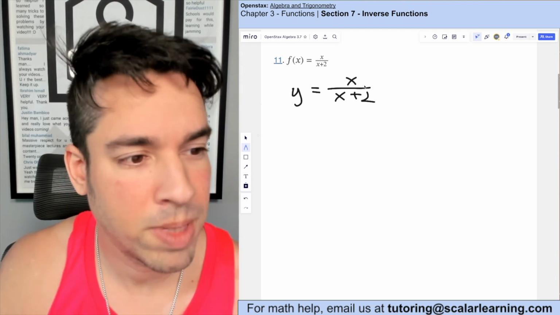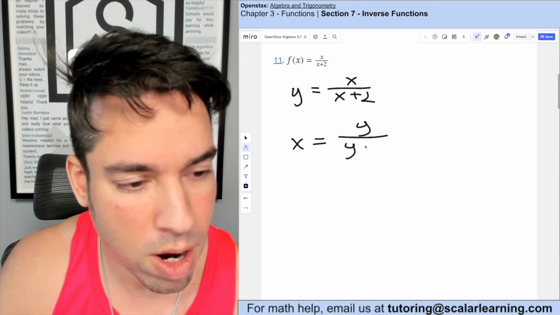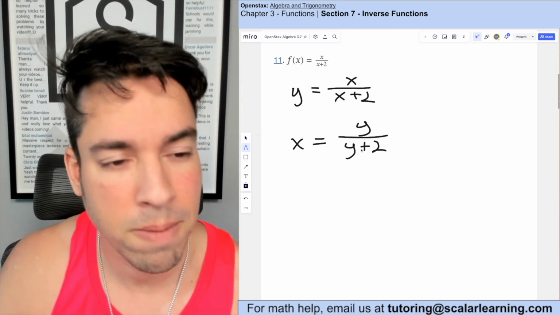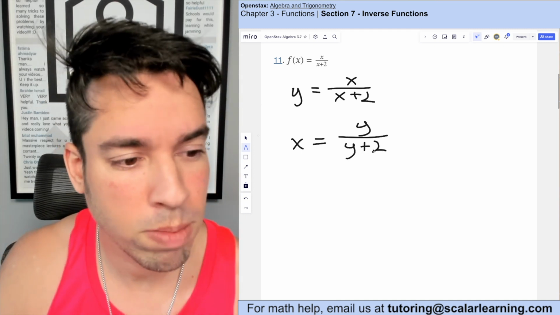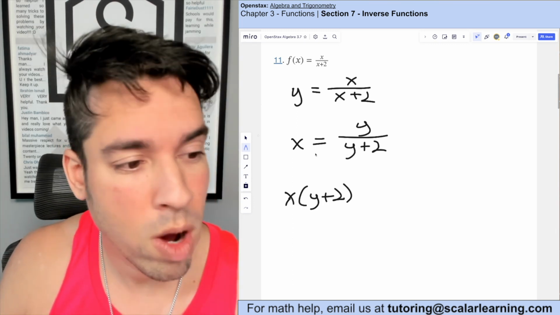First step to get the inverse, I'm going to call this y equals x over x plus 2. Then we're going to swap the x's and the y's. So now I have x equals y over y plus 2. And then we got to isolate. My first step is I'm going to multiply both sides by the denominator. I want to destroy that fraction. So I got x times (y plus 2) on the left side.